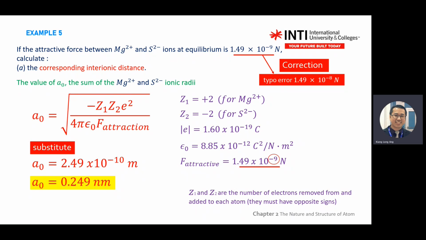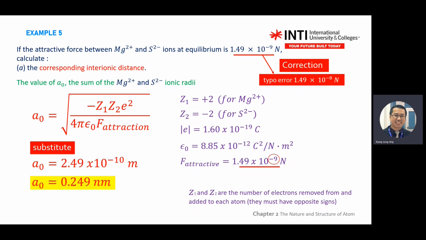Okay, let's continue what we stopped at in the previous lecture. Previously, in example 5, I agree with you, when you do the calculation using the original number, the force of attraction 1.49 times 10 power negative 9, you won't get this number. I checked back, there's a typo in my question. It's actually not -9, but -8. So if you change the 10 power negative 9 to 10 power negative 8, then you will get this number.